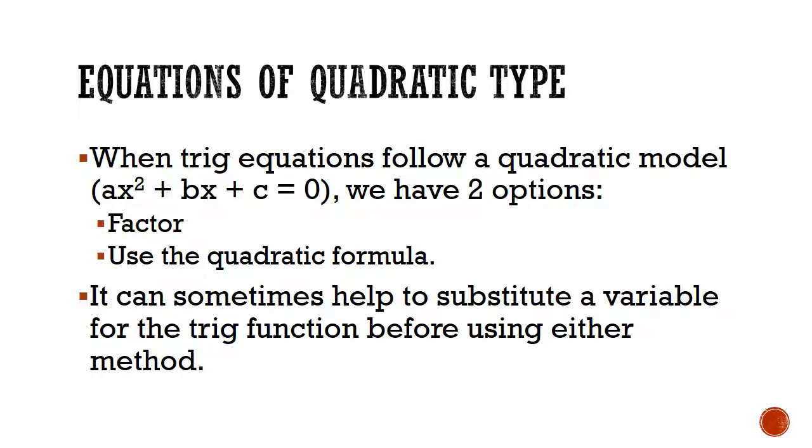And when trig equations follow a quadratic model, we basically have two options, just like we would with a quadratic equation. We can factor, or we can use the quadratic formula. It sometimes can help to substitute a variable for the trig function before using either method. In other words, let's say we have sine squared of x. Just make it x squared, and then we can go back and replace the x with the sine of x later.